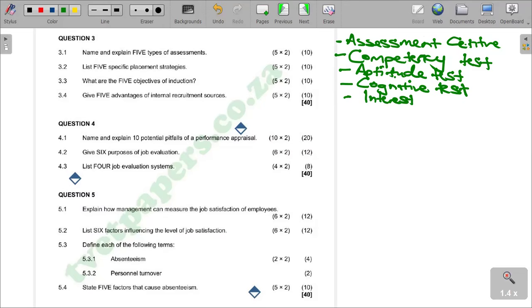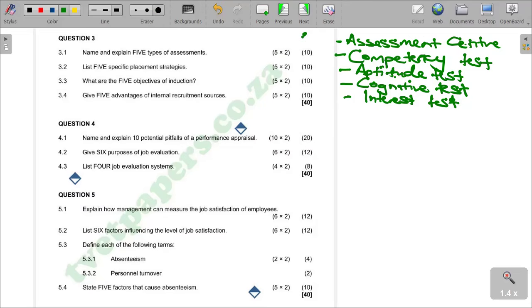Interest test. Here, it tests to see if the candidate is interested in his job. It tests if the candidate is likely to be happy with his job. Is he happy performing his job? Does the job make him happy? His ability to find happiness in his job.